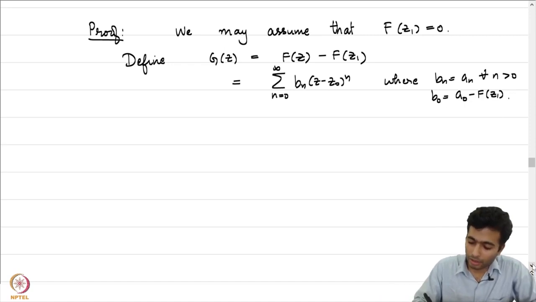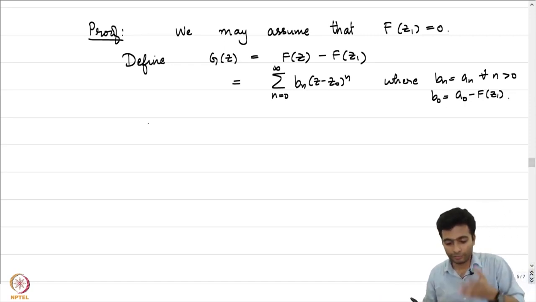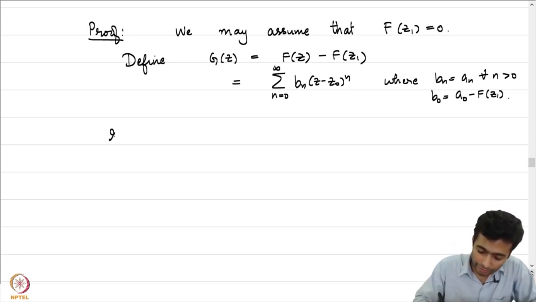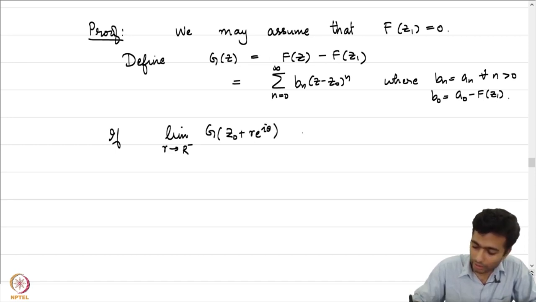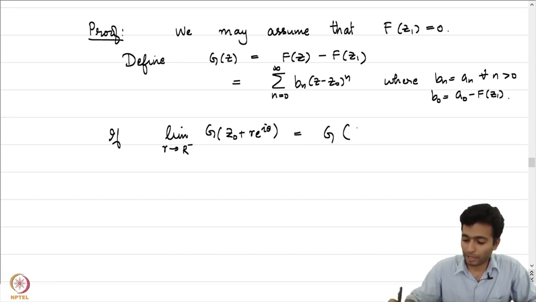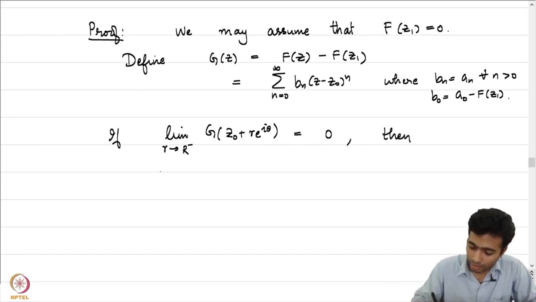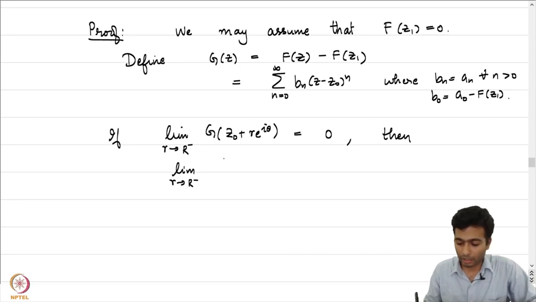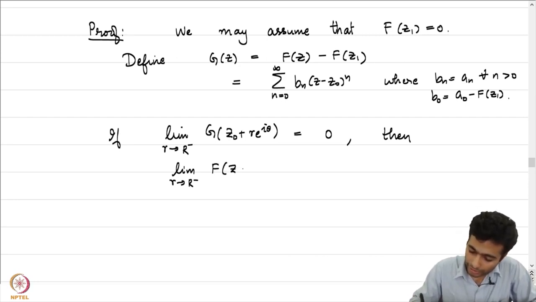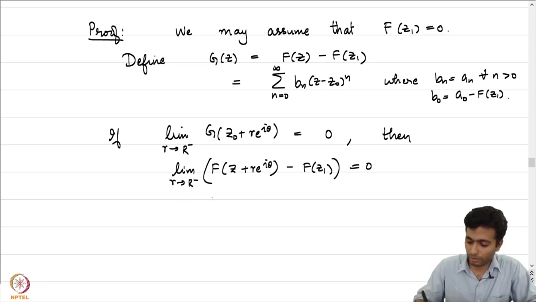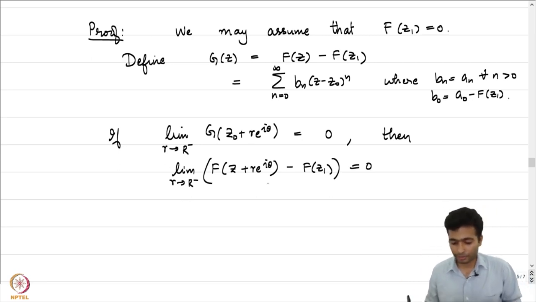And moreover, if we manage to prove Abel's theorem for g, if the limit as r goes to R minus of g of z0 plus r e to the power i theta is equal to g of z0 plus capital R e to the power i theta, which now in this case is equal to 0, if this is true, then the limit as r goes to R minus of g of z0 plus r e to the power i theta, that is just f of z0 plus r e to the power i theta minus f of z1, is equal to 0, which would imply that the limit as r goes to R minus of f of z0 plus r e to the power i theta is f of z1.